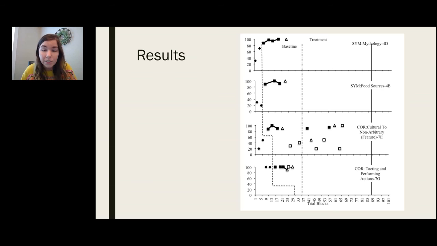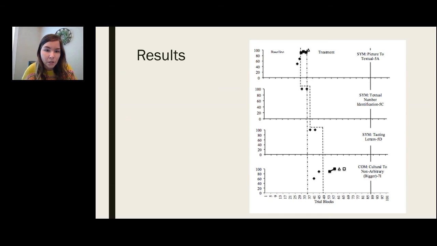So for coordination 7E, the different markers symbolize the difference between train and test blocks. We had some challenging behaviors during this target. As you can probably notice, it was a little all over the place. But if you notice the phase change line, that's when we started kicking in the behavior plans and the differential reinforcement. And then you can see the top 2 targets, the baseline was pretty low, and then when we kicked in treatment, we got a test to get over 90% fairly quickly.